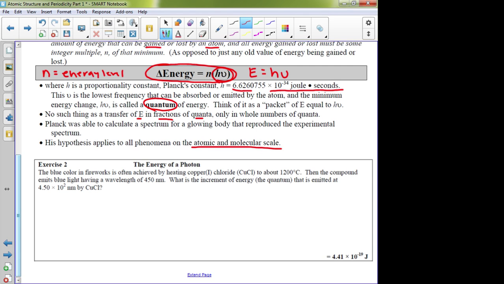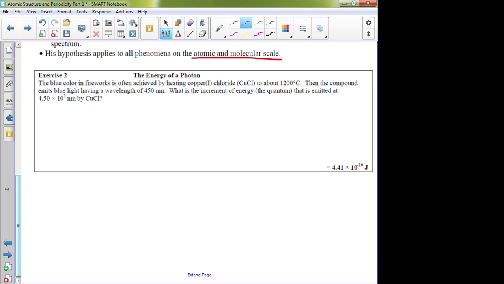Exercise 2 says, the blue color in fireworks is often achieved by heating copper-1 chloride to about 1200 degrees Celsius. Then the compound emits blue light having a wavelength of 450 nanometers. What is the increment of energy, so what is the quantum, that is emitted by 4.5 times 10 to the second nanometers of copper chloride? So what am I trying to find here?